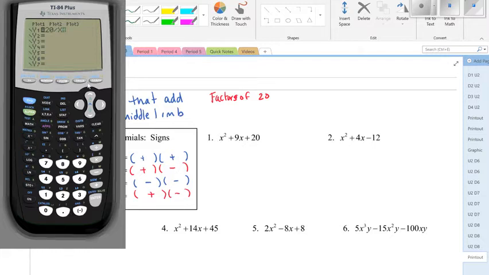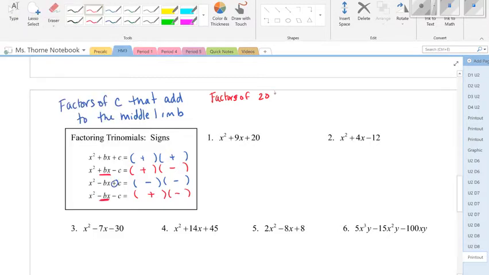Then if you go to second graph, that gives you a table of your factors. Of course, the ones that are factors are the ones that are going to give you the whole numbers. So 1 and 20, 2 and 10. So factors of 20. Let's go ahead and write them out. Would be 1 and 20.